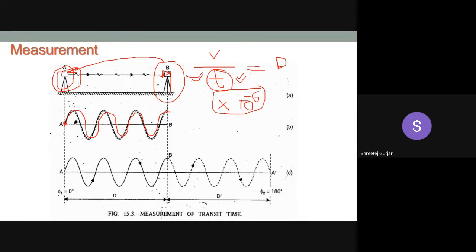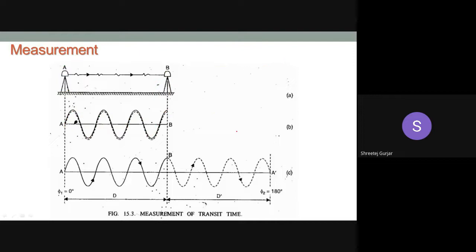So now, instead of measuring the time, we measure the phase difference, right? As I've told you, we measure the phase difference. In this particular figure, there is no phase difference, right? But sometimes after it gets reflected, a phase difference will occur. You can see I have drawn here a phase difference of 90 degrees.